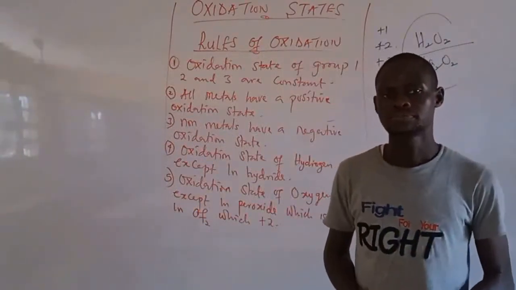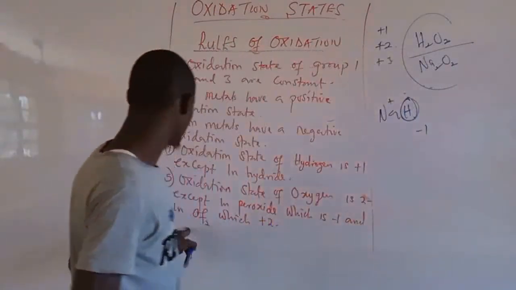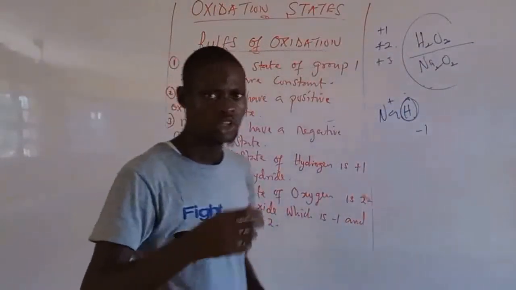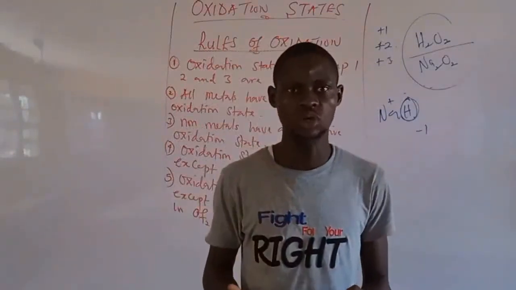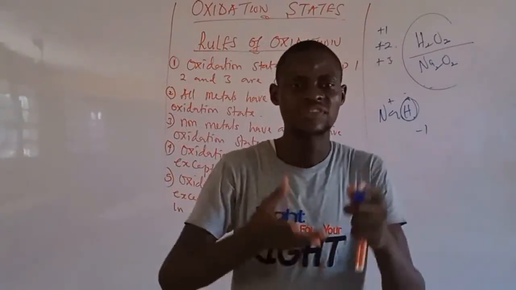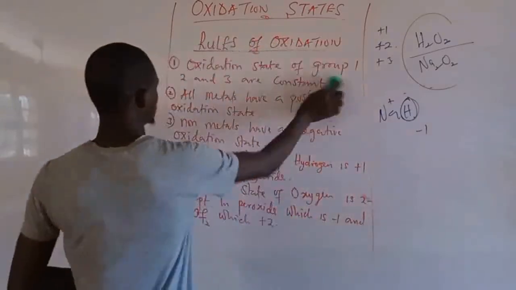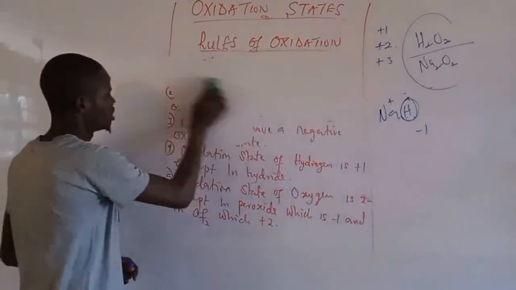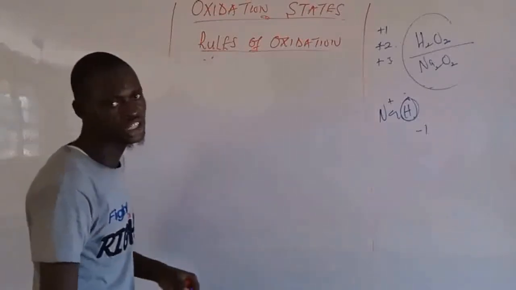Now, how do we calculate oxidation states? The sum of all the oxidation numbers in a compound is always equal to 0 if that compound is a neutral compound. Now, the next one is the sum of all the oxidation states.